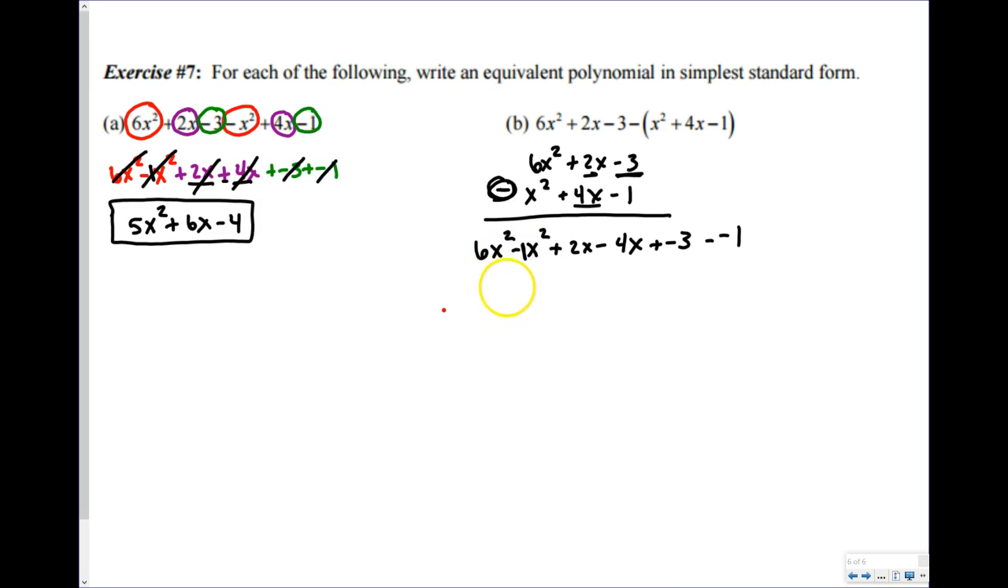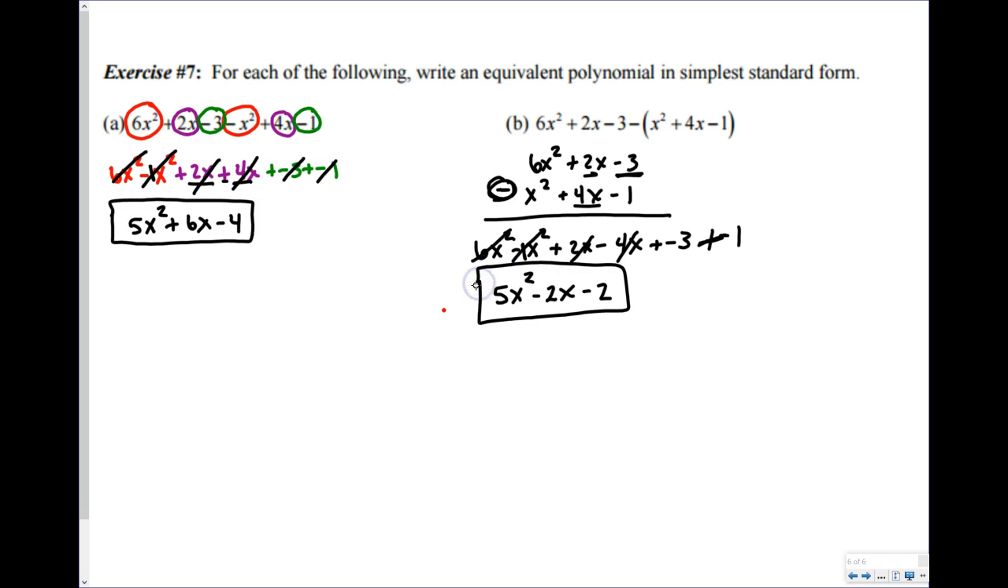6x squared minus 1x squared is actually 5x squared. Cross them off, I'm done. 2x minus 4x is negative 2x. I'm done. And negative 3 minus negative 1 actually becomes a plus 1. So this becomes negative 2. Negative 3 plus 1 is negative 2.